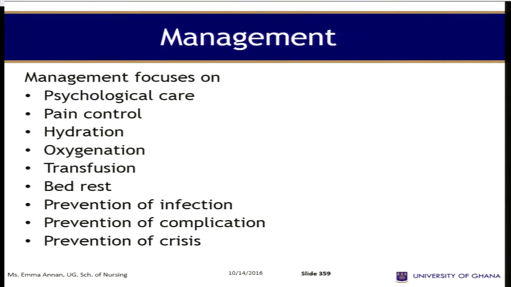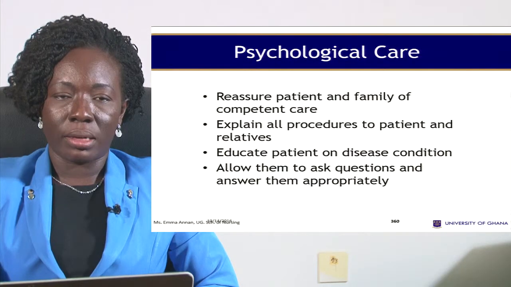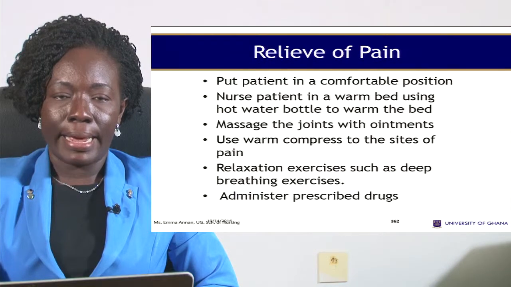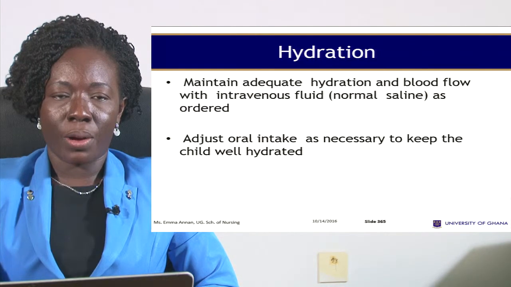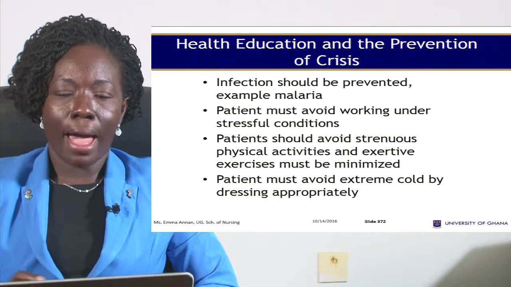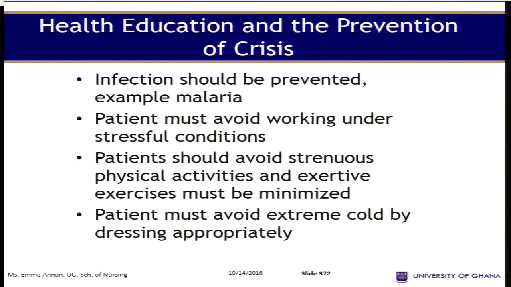Management focuses on psychological care, pain control, hydration, oxygenation, transfusion, bed rest, prevention of infection, prevention of complication, and prevention of crisis. So I have discussed them in detail. We have the psychological care, which you can look at later. So that is how we manage patients with sickle cell. Then health education and prevention of crisis.